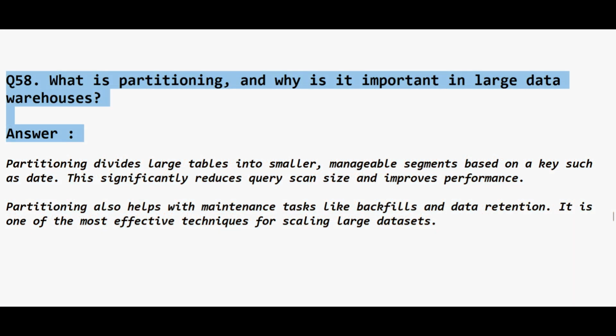Question 58. What is partitioning and why is it important in large data warehouses? Answer. Partitioning divides large tables into smaller, manageable segments based on a key such as date. This significantly reduces query scan size and improves performance. Partitioning also helps with maintenance tasks like backfills and data retention. It is one of the most effective techniques for scaling large datasets.